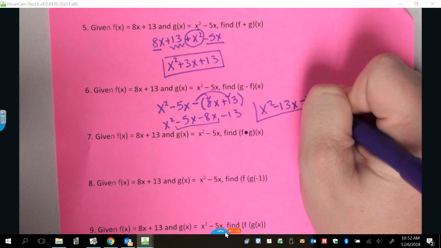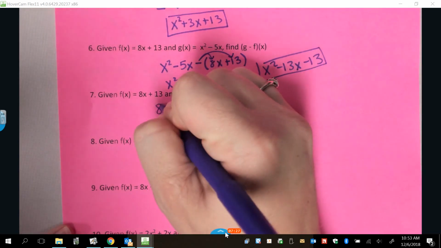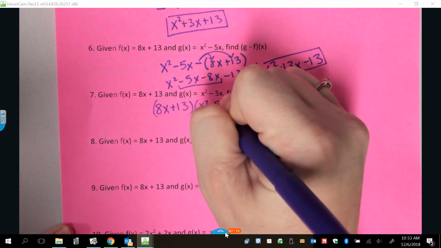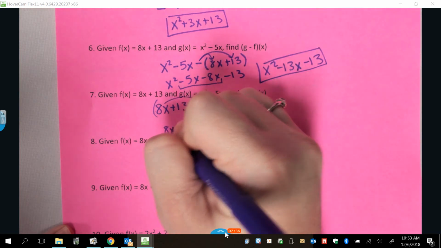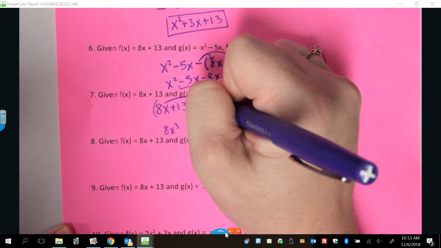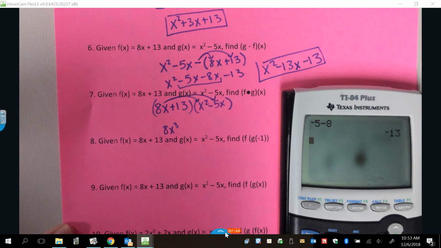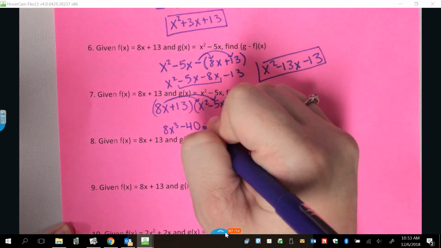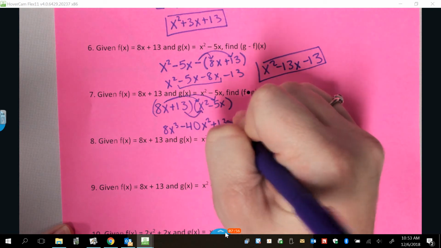So here is this one. Closed dot means multiply. So 8x plus 13 times x squared minus 5x. 8x times x squared is going to be 8x cubed. 8x times negative 5x. 8 times negative 5 is negative 40, and if you have a hard time with that, guys, come here. So negative 40. x times x is x squared. And we have 13 times x squared, which is just 13x squared.